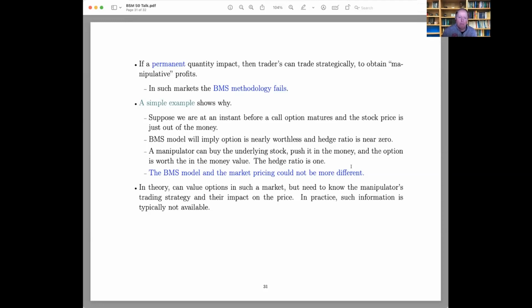All right, so just reflect. BMS: worthless option, hedge ratio 0. Non-competitive market: the option has strictly positive value, hedge ratio 1, right? You couldn't be more different. The BMS methodology fails when we relax the competitive market hypothesis. Now, in theory, you could develop an option valuation approach in such a market, but you'd have to know the manipulator's trading strategy and their impact on the price. And in practice, such information is almost always not available.